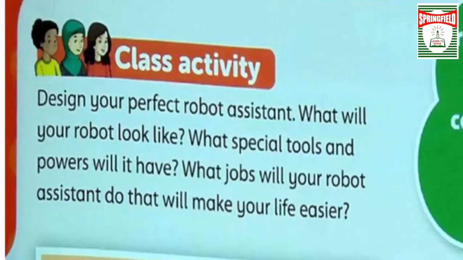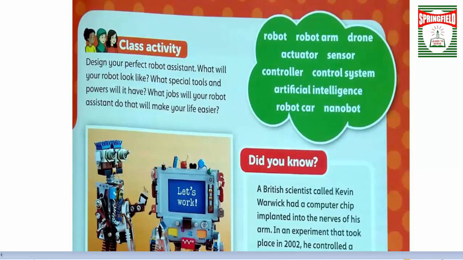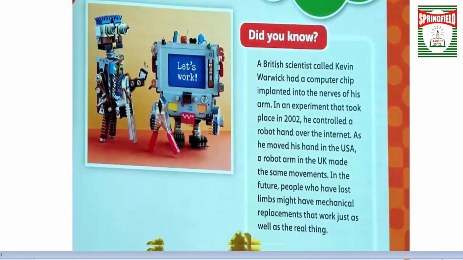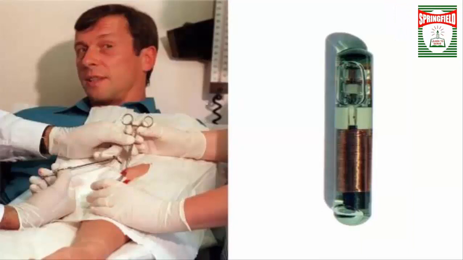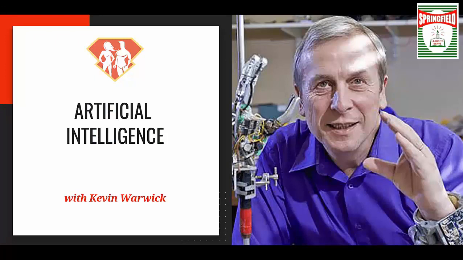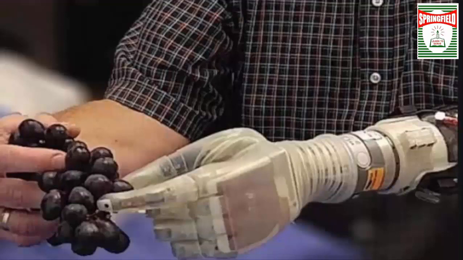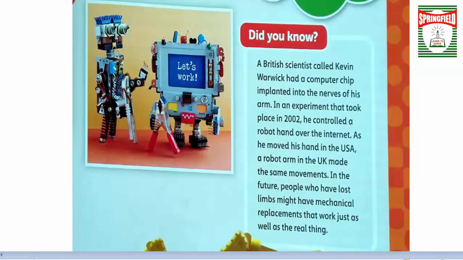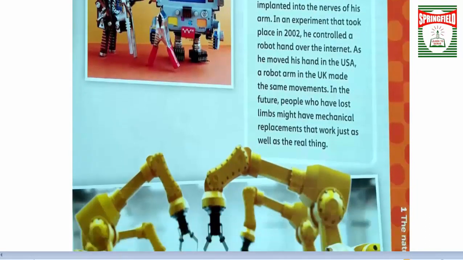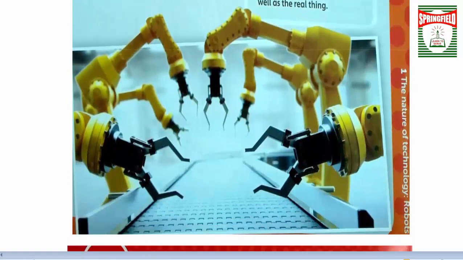So you will write those things, and okay, there's a dialog box which says, did you know a British scientist called Kevin Warwick had a computer chip implanted into the nerves of his arm, and in an experiment that took place in 2002, he controlled a robot hand over the internet. As he moved his hand in the USA, a robot arm in the UK made the same movements. So in the future, people who have lost their limbs might have mechanical replacements that work just as well as the real thing. So that's a very big advancement in the field of engineering and even in the field of medicine. And you can see these are the limbs or the hands of robots.